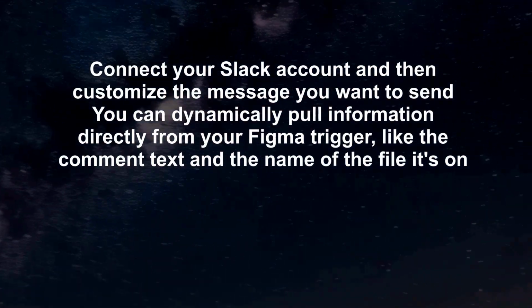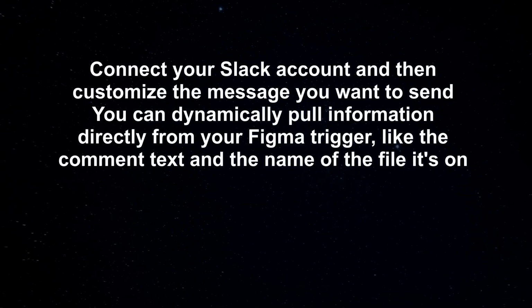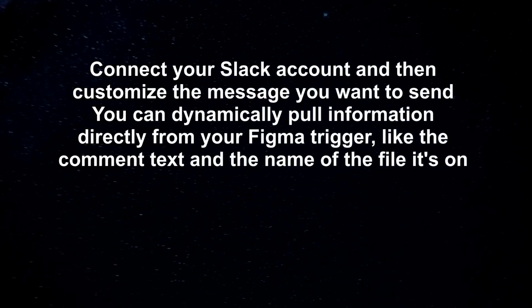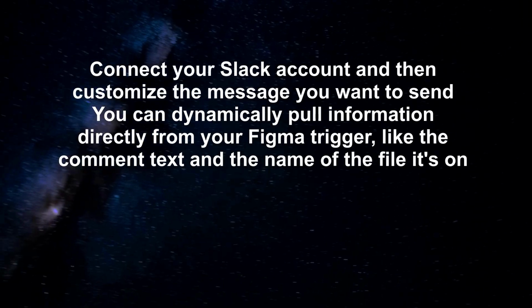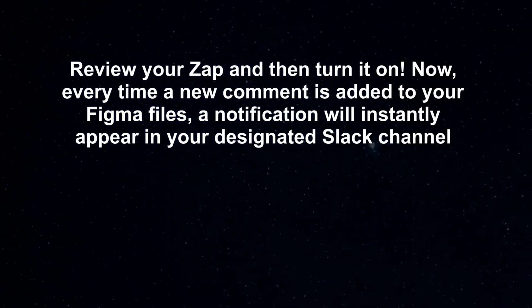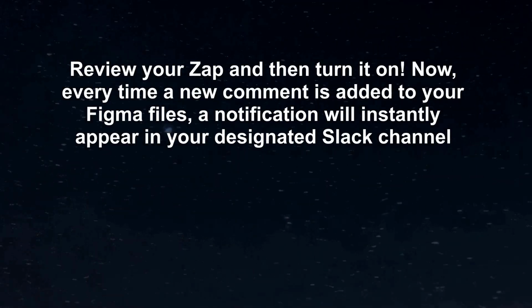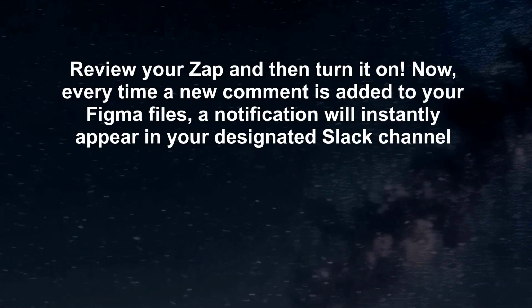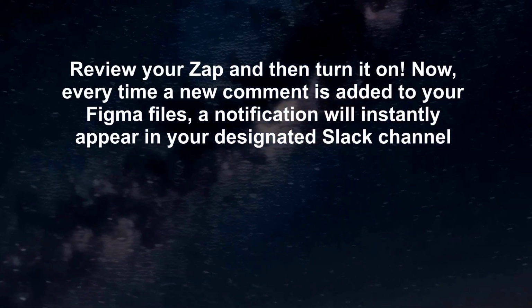You can dynamically pull information directly from your Figma trigger, like the comment text and the name of the file it's on. Review your Zap and then turn it on. Now, every time a new comment is added to your Figma files, a notification will instantly appear in your designated Slack channel.